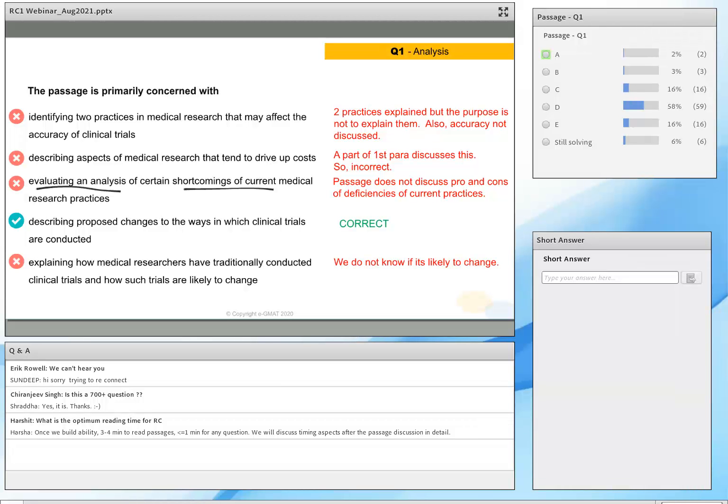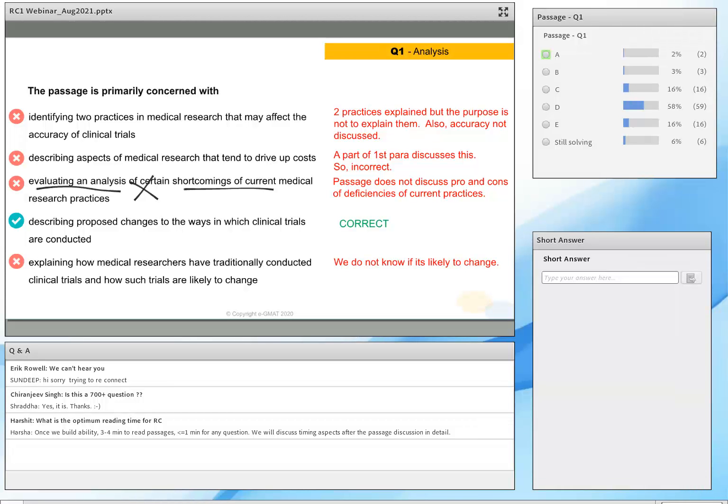Does it even make sense? Is that what the author is doing? Is the author evaluating the analysis of the positives and negatives of the current medical trial? Most definitely not. Where did FNM go here? Where is the suggestion made by the FNM? So choice C again is a wrong answer choice. Very flowery, very beautiful. The author has put in all its effort to make this choice sound very prophetic in a way, but absolutely wrong.